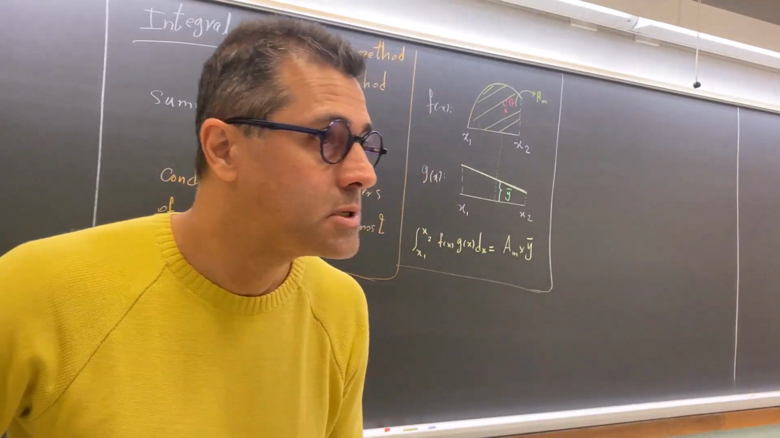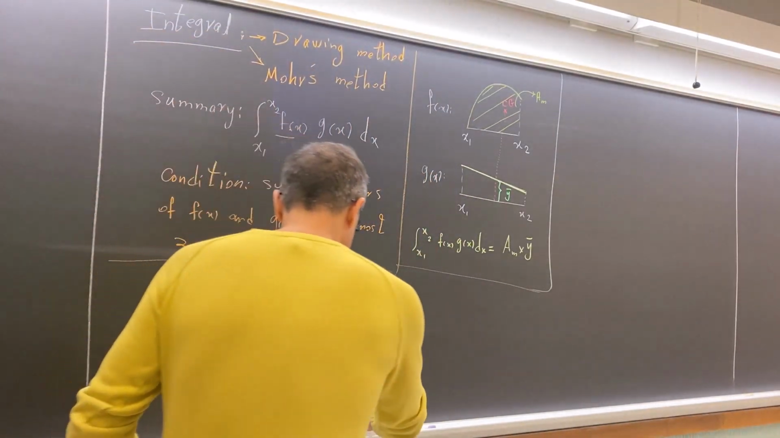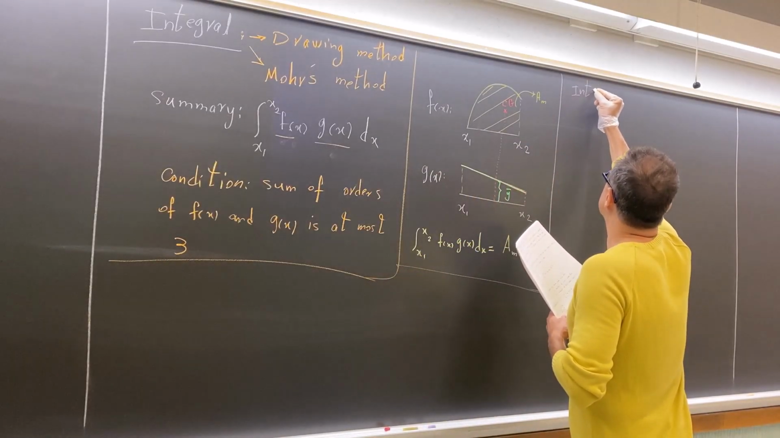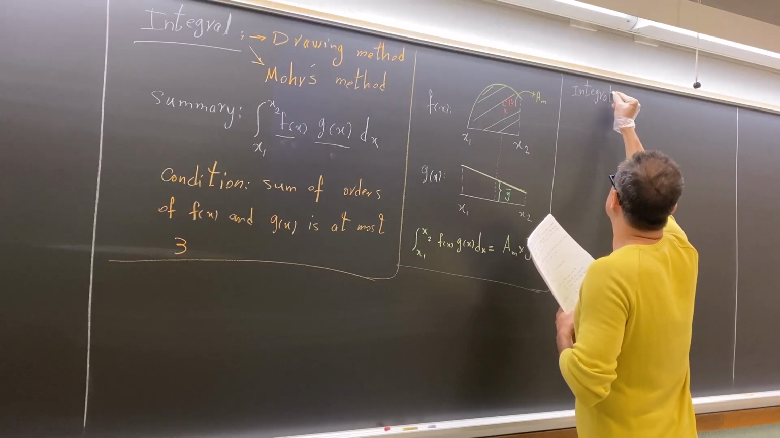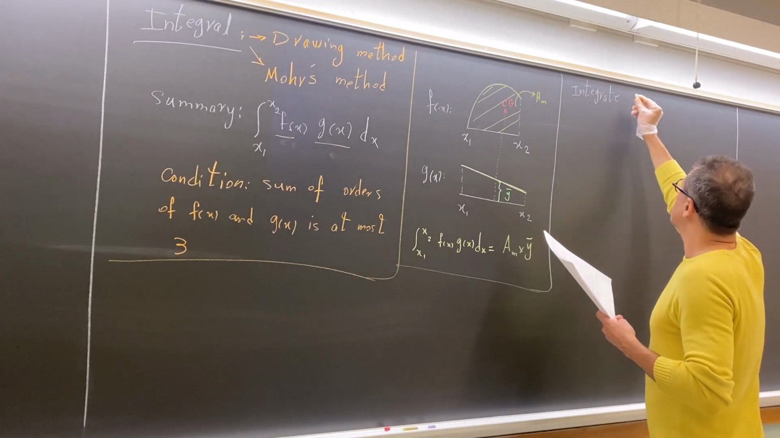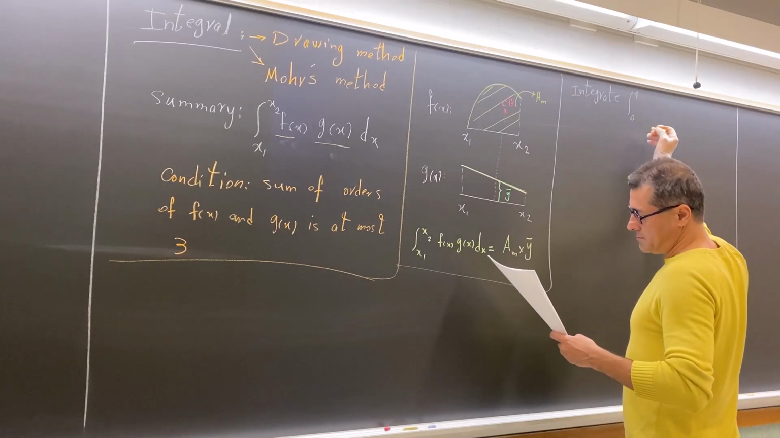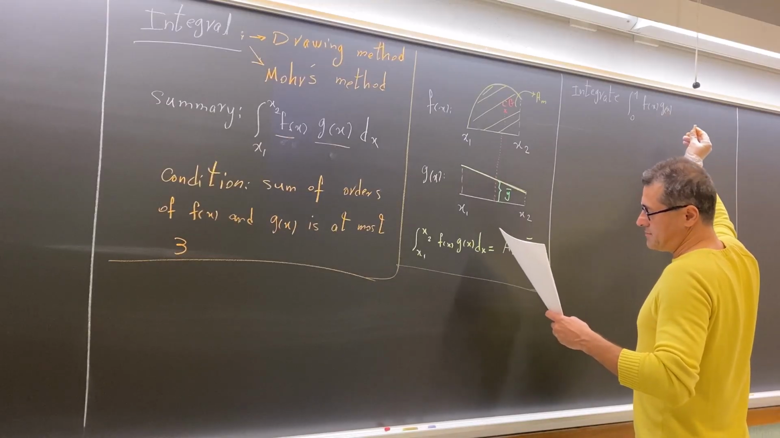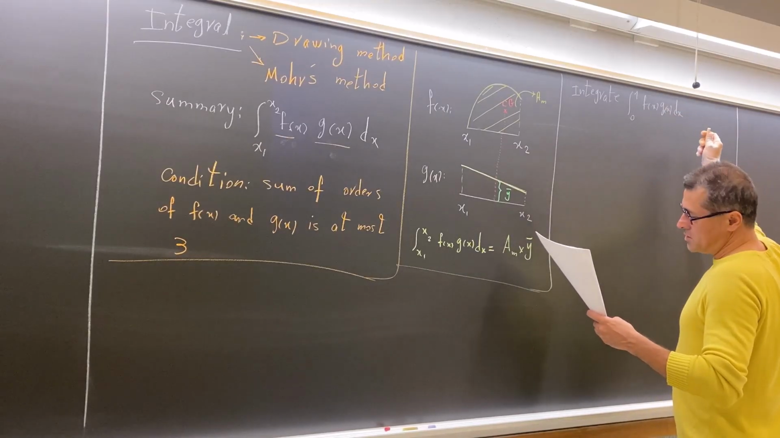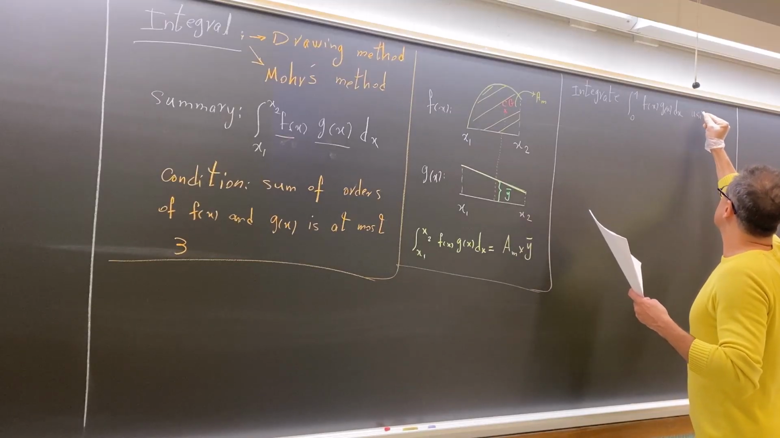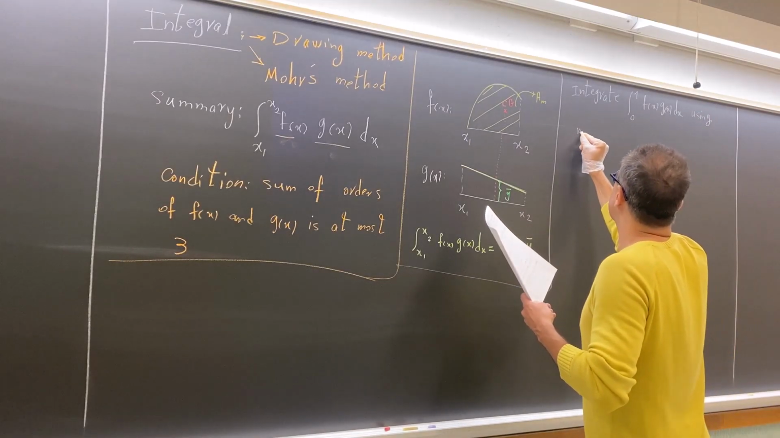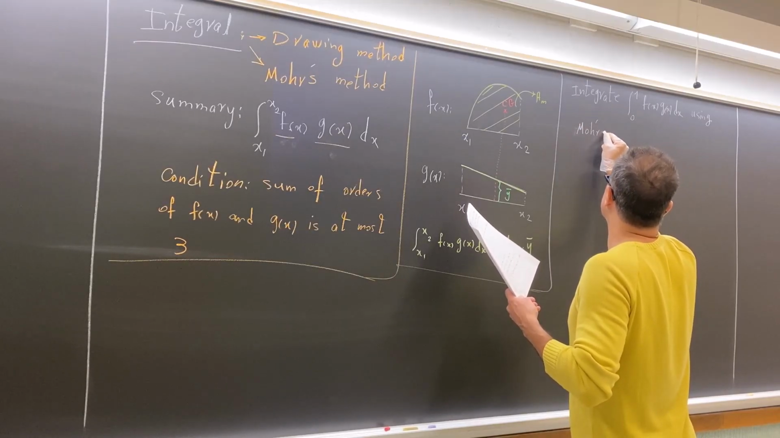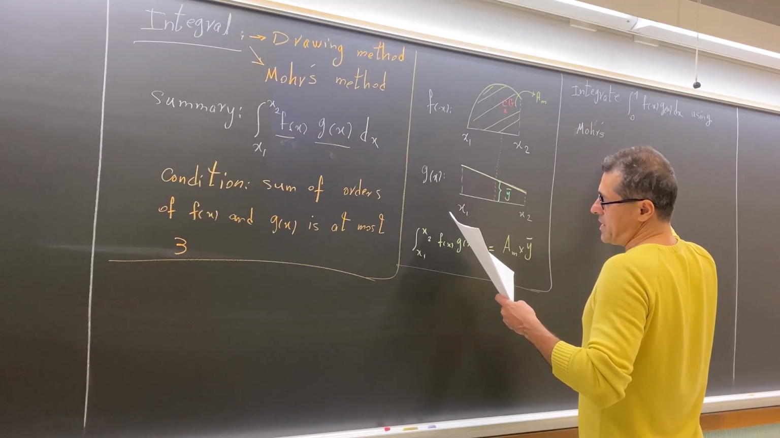Any question? So the first example. Integrate from 0 to 1 f(x) times g(x) using Mohr's method.